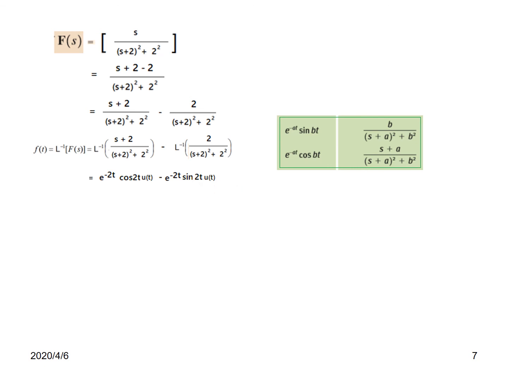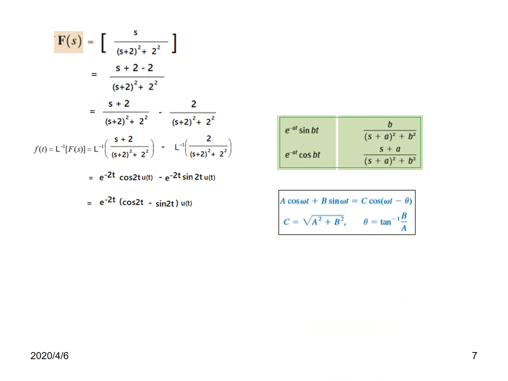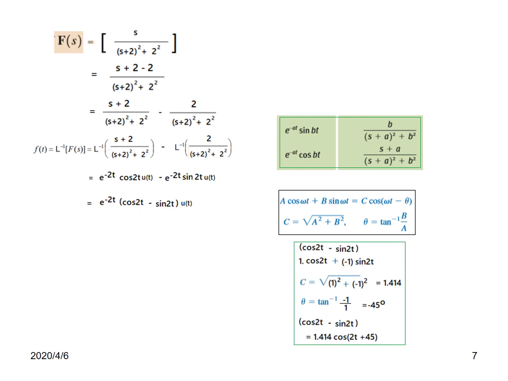So this is fine. If you write up to this, your answer is correct. But since in the book it has been manipulated further, for your information, I'll do that too. Okay, so from here we take u(t) common. And now we'll use this formula: a cos omega t plus b sin omega t is equal to c cos(omega t minus theta), where c is the square root of a square plus b square and theta is tan inverse of b over a. So we'll take this part and manipulate it according to this formula. So cos 2t minus sin 2t, we can write as 1 into cos 2t plus minus 1 sin 2t. So it just matches this formula now.